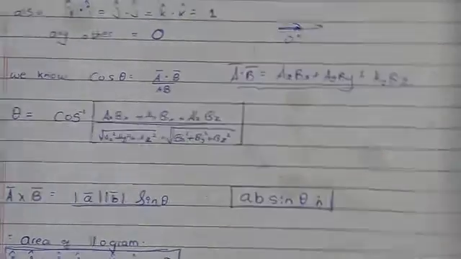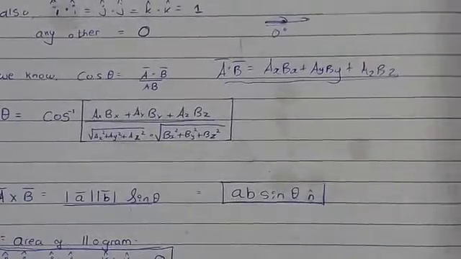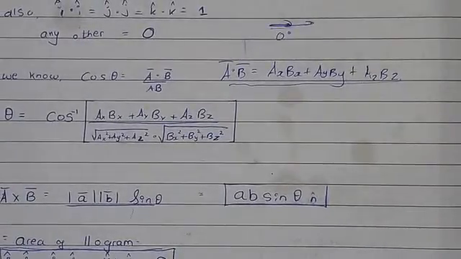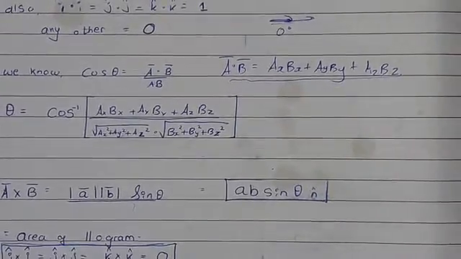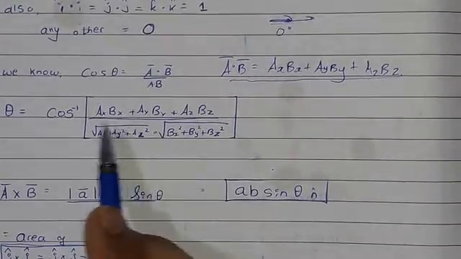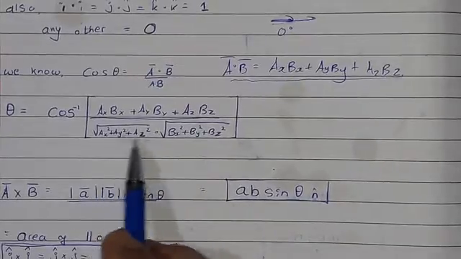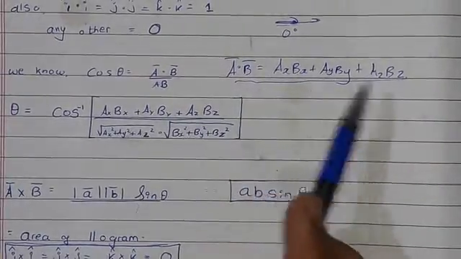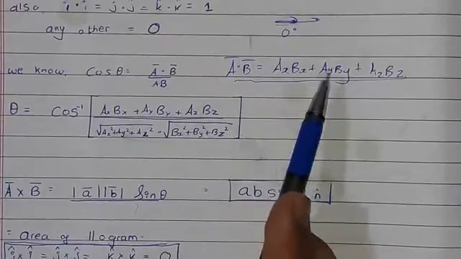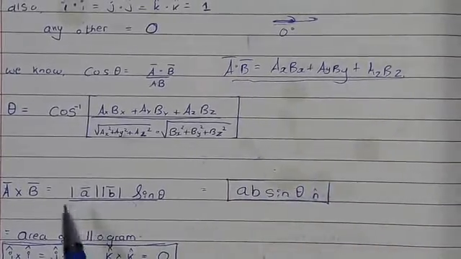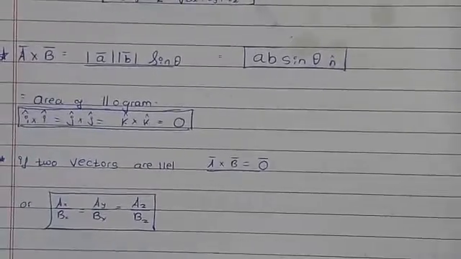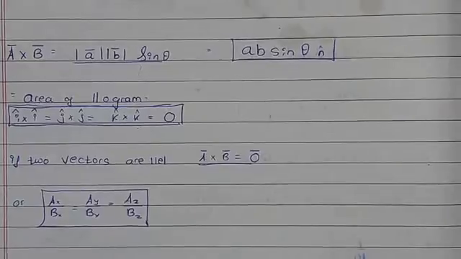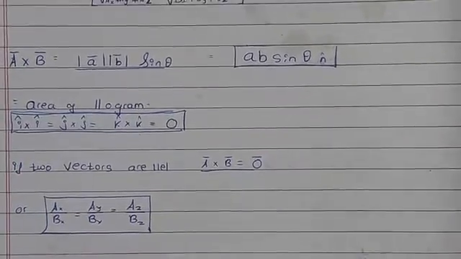Another formula for the dot product, remember this my friends, I'm sorry I didn't tell you earlier: A bar dot B bar equals AX BX plus AY BY plus AZ BZ, and theta is equal to cos inverse of A bar dot B bar upon under root of AX square plus AY square plus AZ square into under root of BX square plus BY square plus BZ square. These are the actual magnitudes. So now the dot product is complete from the physics point of view, and similarly for the cross product.